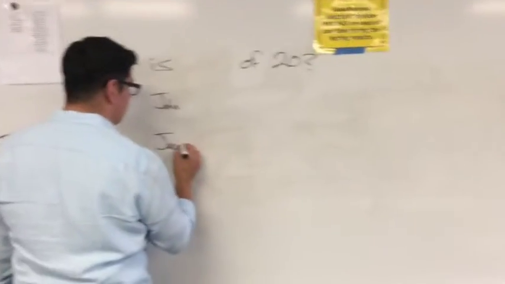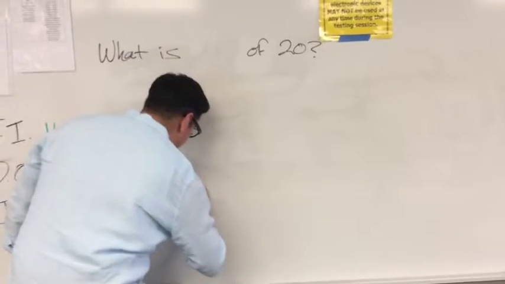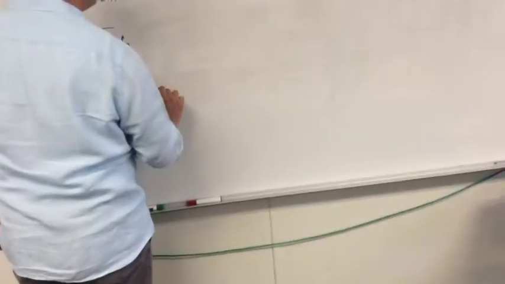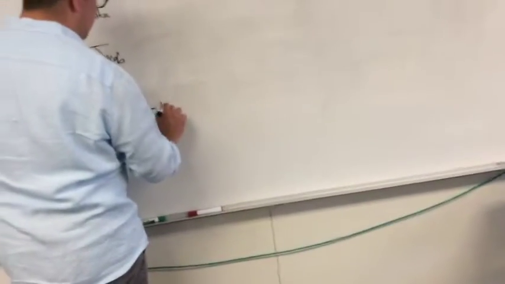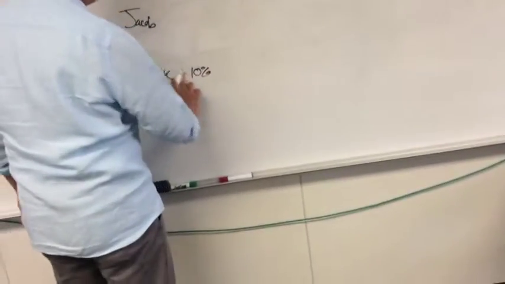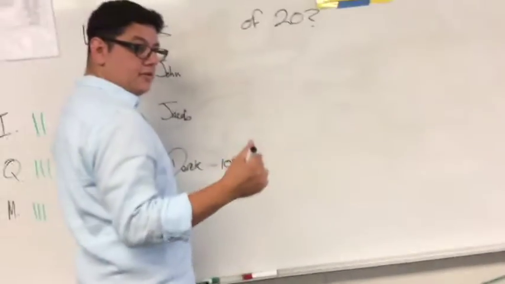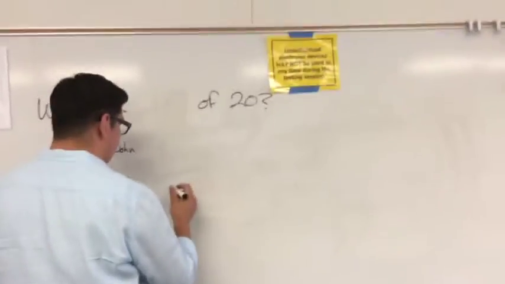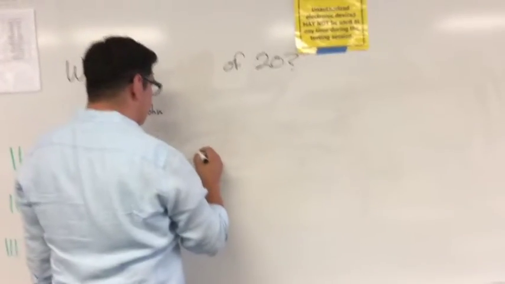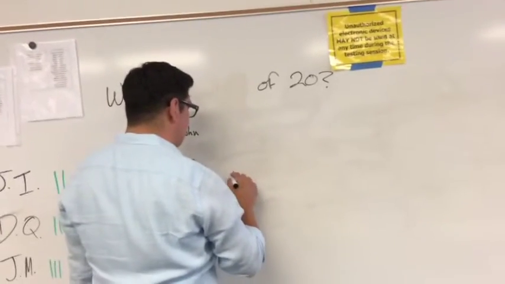Okay. John, Jacob, Derek. Hey, Derek, I want you to figure out 10% of 20. Got it? Jacob, ready for this? Give you 15%.